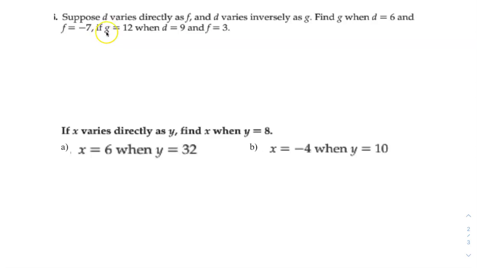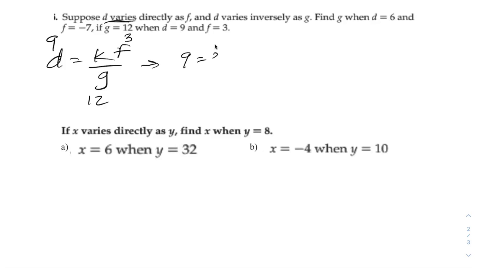Next one. Suppose D varies directly as F, D varies inversely as G. So again, let's make an equation. D varies directly, so equals k, as F, and inversely as G. So there's our equation. Find G when D equals 6 and F equals negative 7. That's the last thing we're going to do because we have to find it. If G equals 12, D equals 9, and F equals 3, that's what we're going to plug in. So if I rewrite that, I can reduce this. 9 equals k over 4. So remember, to get rid of the 4, you just multiply both sides by 4.